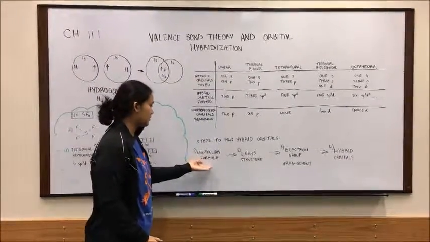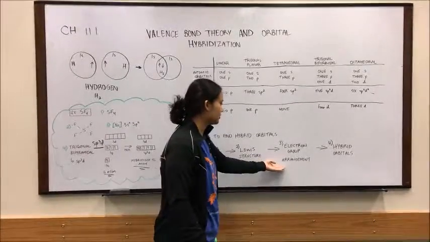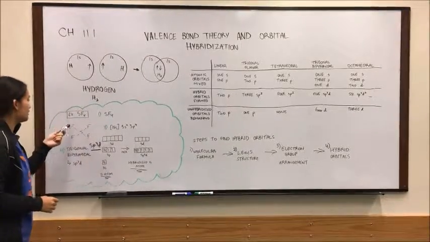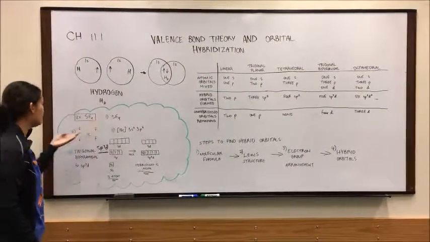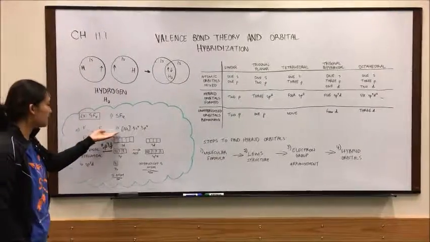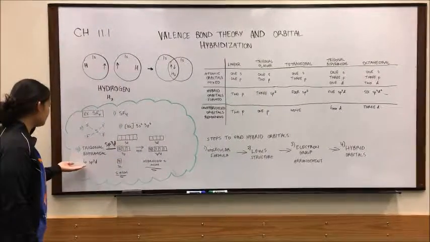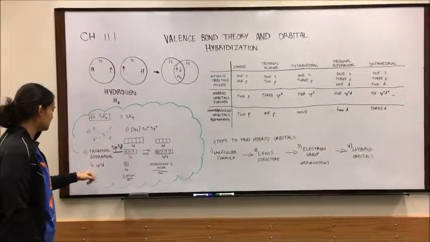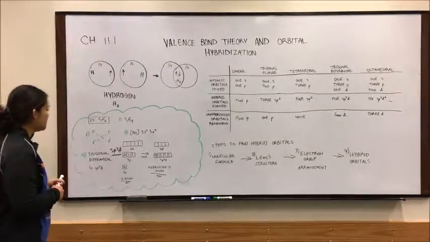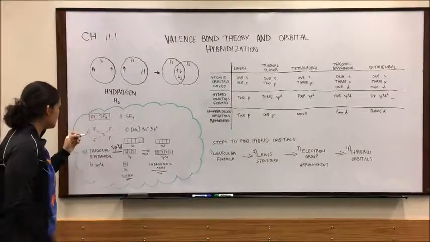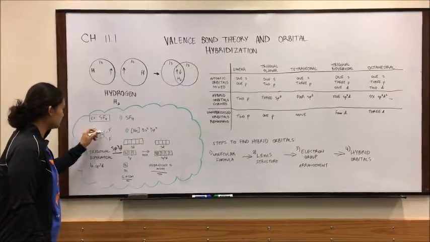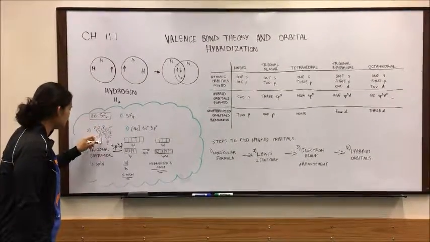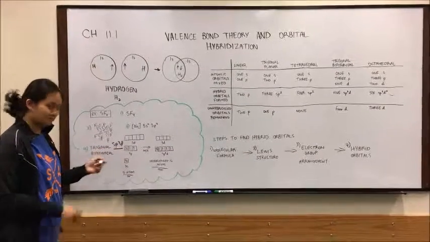Step 1, molecular formula. Step 2, Lewis structure. Step 3, electron group arrangement. And step 4, hybrid orbitals. Over here, we have an example of sulfur tetrafluoride. Step 1, you have the molecular formula. Step 2, draw the Lewis structure. Step 3, you have the electron group arrangement. And then step 4, you have the orbital, which is trigonal bipyramidal with the orbital sp3d. And an easier way to do this would be to circle the lone pairs and bonds. So 1, 2, 3, 4, 5, s, p, p, p, d, and you have sp3d.